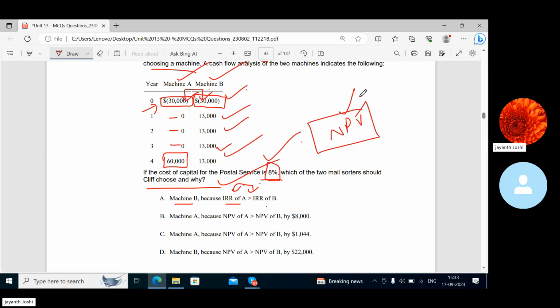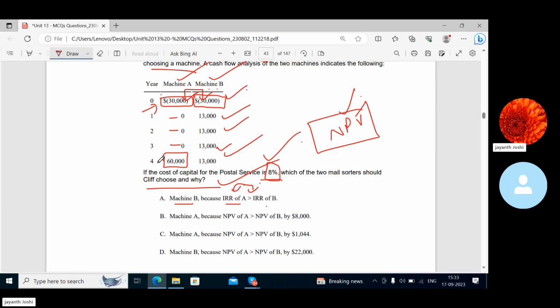So now what I want you to do is find out the NPV of Machine A and the NPV of Machine B, and we can understand which machine to pick. This is a mutually exclusive project, so we have to take only one. One of the machines will give you more NPV than the other, and the higher NPV one is the one we need to consider. So let's calculate now.